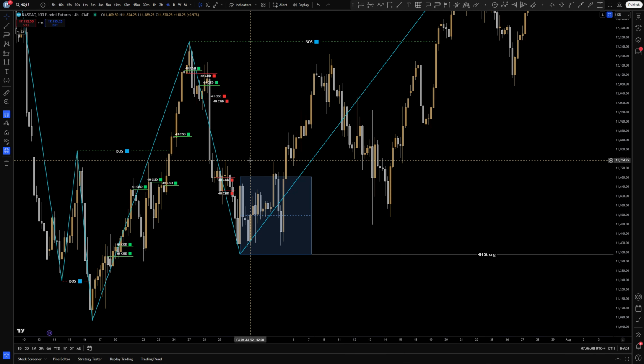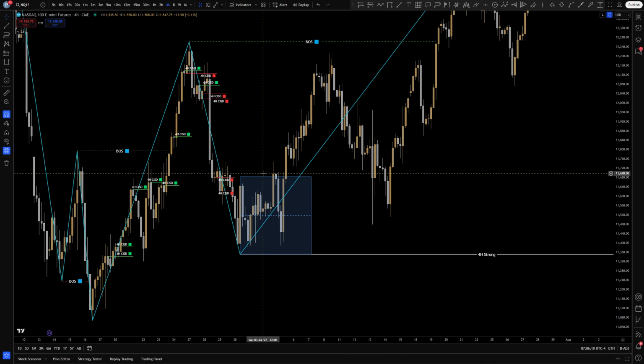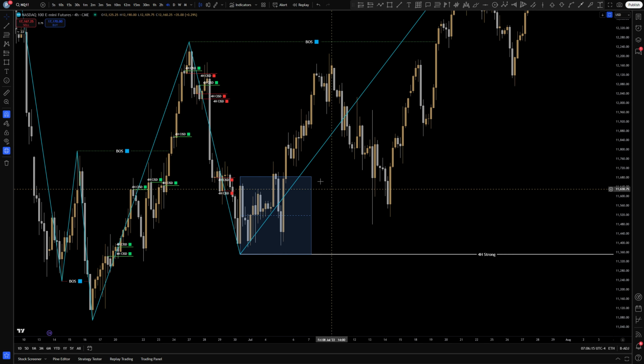So, sorry about that. I clicked away to a separate chart, so I had to press the wrong hotkey. So I had to come back and get the chart back up like this.